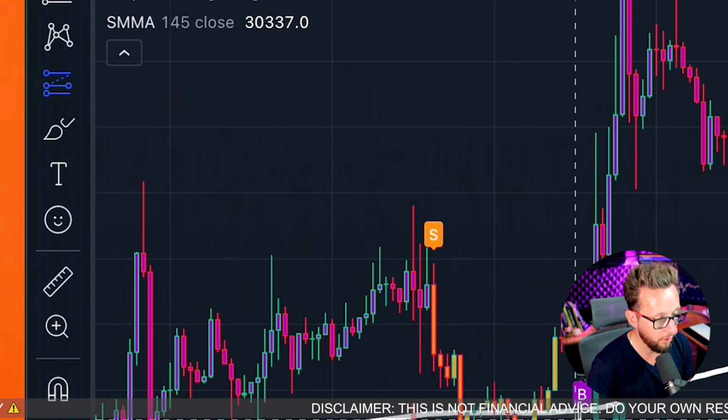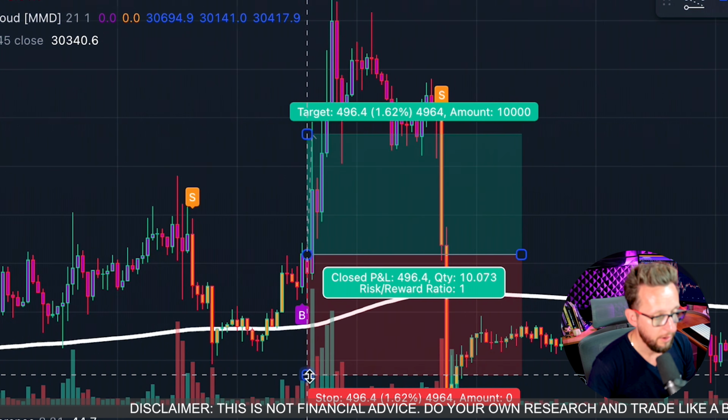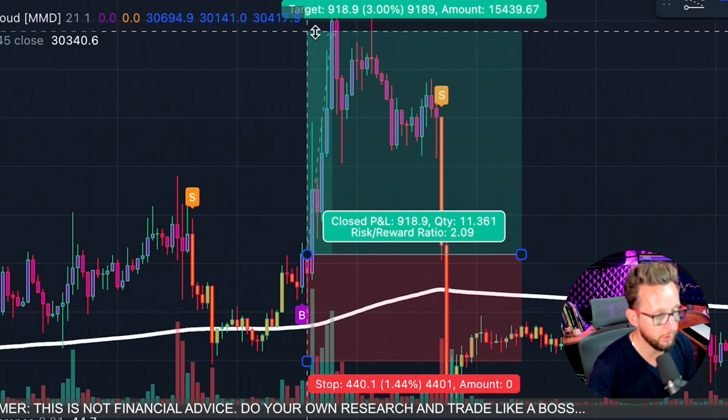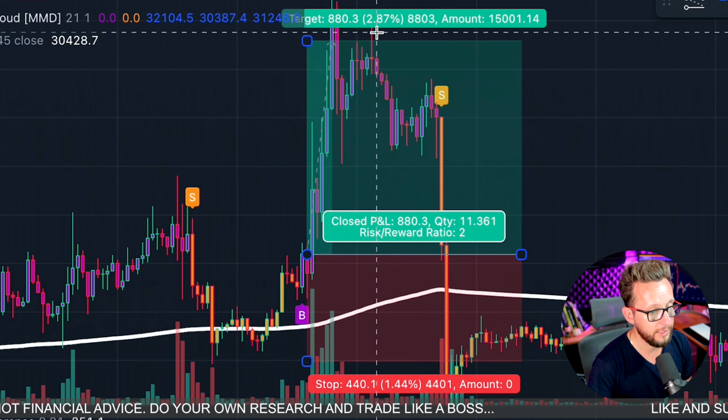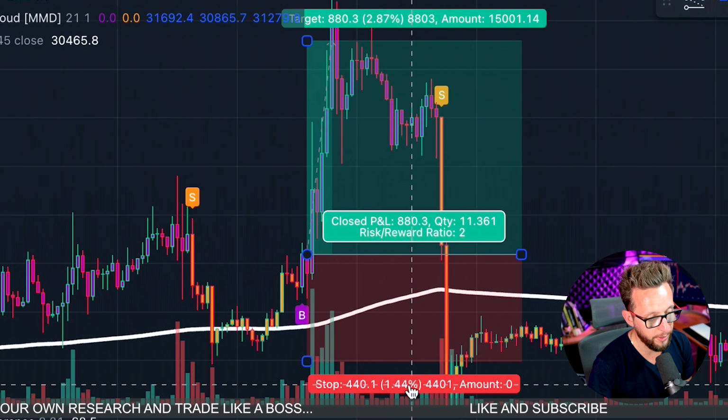We're going to look for our long. Our entry is here. We're going to go into this candle here for the open. We're going to set our stop loss around the local lows here and aim for a risk to reward of 2, which is perfect, which would have been a 2.87% win for a stop loss of 1.1%.